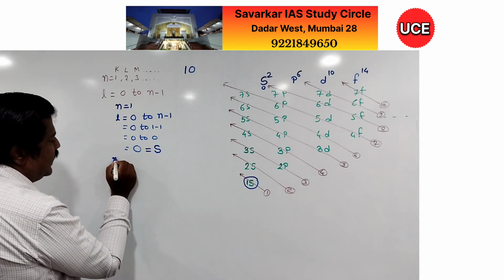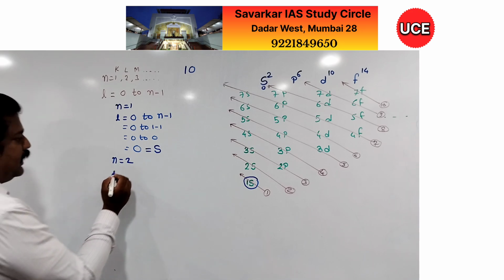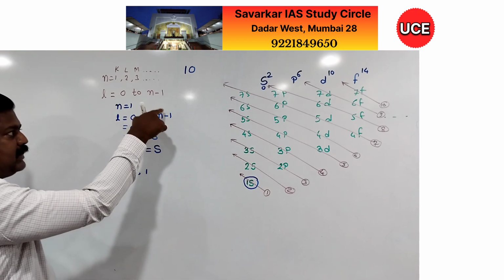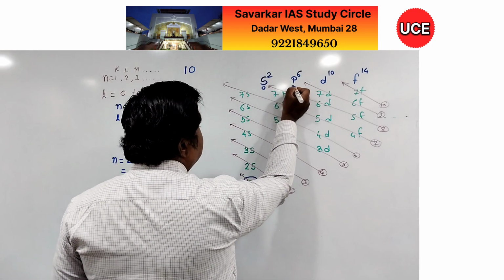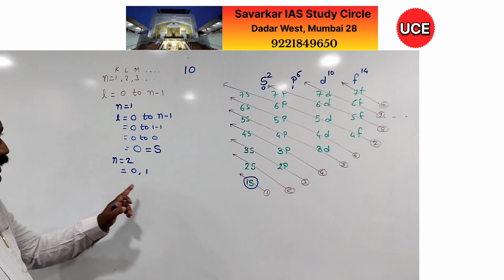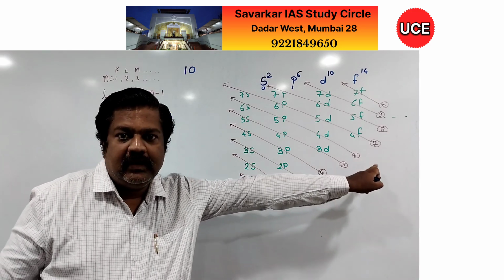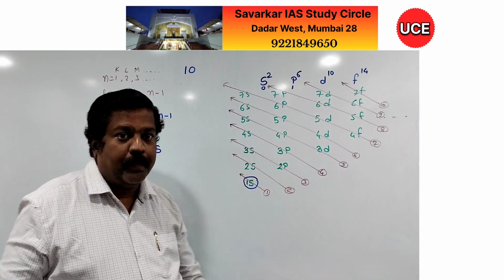Now let us put n equal to 2. You will find the value of L will be 0 and 1. 2 minus 1 is 1. So as the value is 1, it is denoted by the letter p. That's why you will get here 2s and 2p. There is no 2d, 2f. Only 2s and 2p.